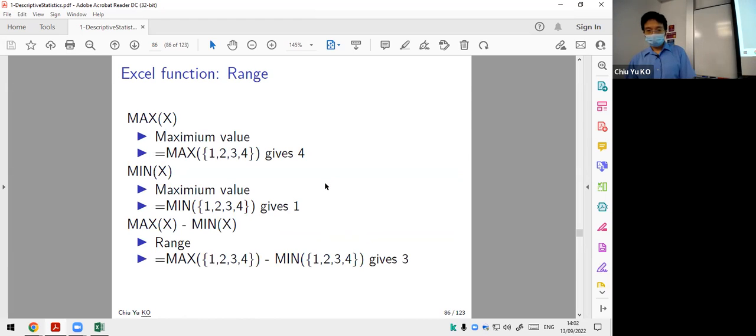The next, so we finished all the central tendency. Then we want dispersion. Dispersion is biggest minus smallest, right? So max minus min. Max gives you the max value. Min gives you the smallest value. The difference is the range, right?